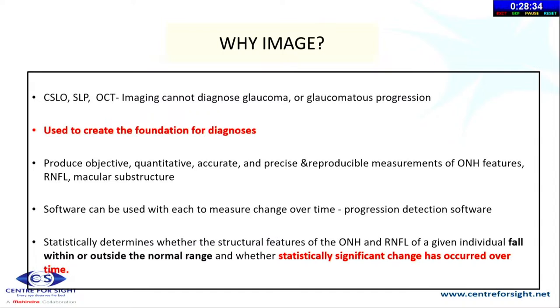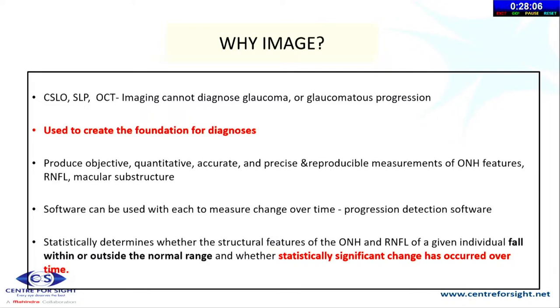Because by imaging, we get an objective, quantitative, accurate, precise, most important, reproducible measurements of the optic nerve head features, retinal nerve fiber layer, and macular substructure. The software which is available can also show us progression. What is the change that is taking place over time? Then we have also got the software which is able to tell us whether this is statistically significant.